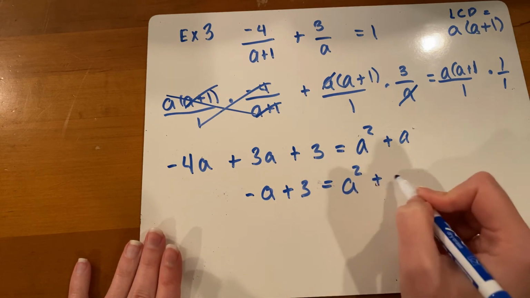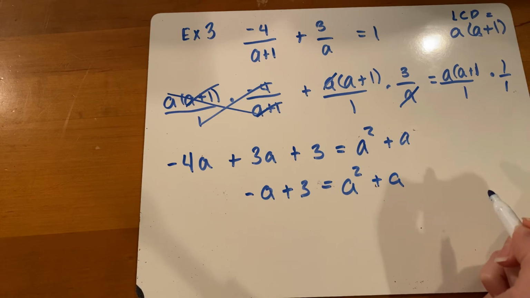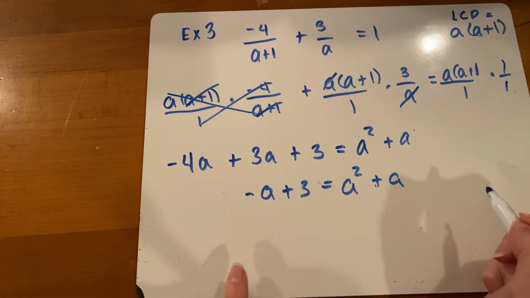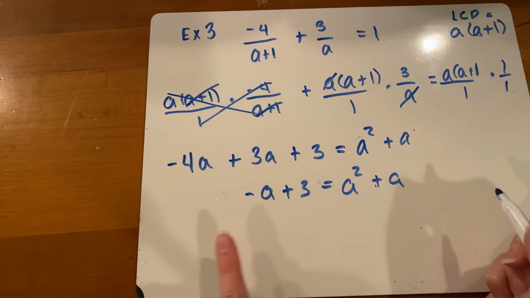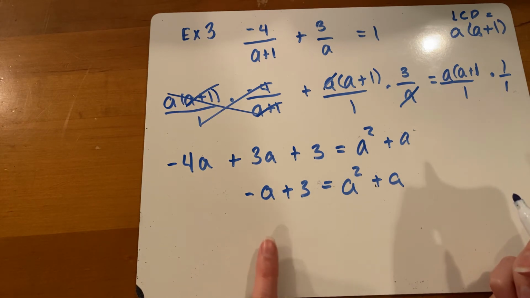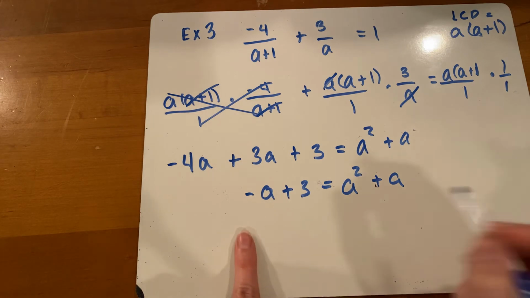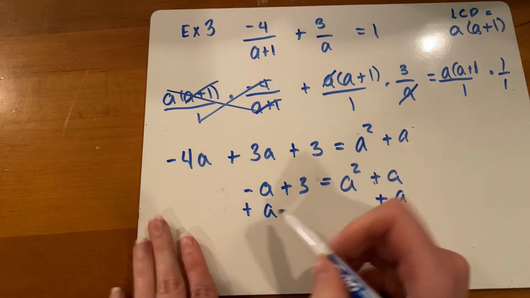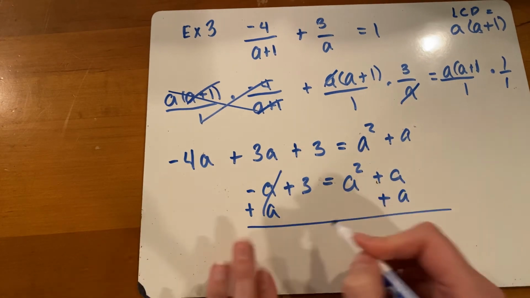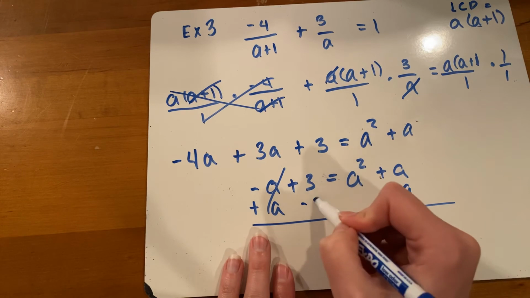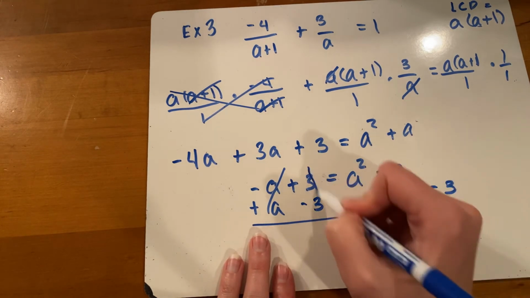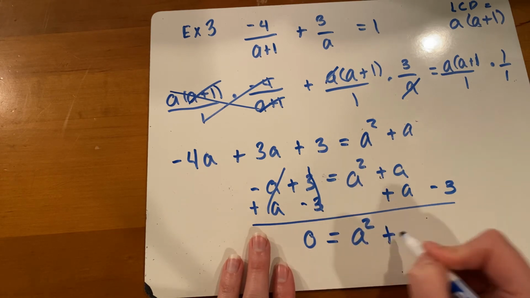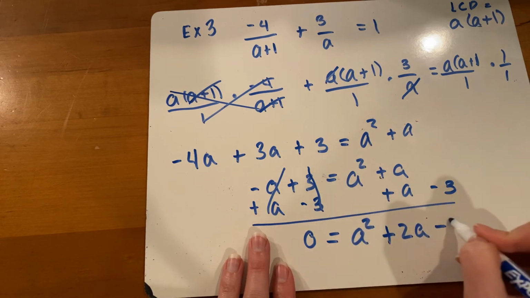That is equal to a squared plus a. So I'm going to bring my like terms together, and I am going to subtract a to the other side. Or not subtract it, I'm going to add it because it's a -a. Plus a, these cancel out, and I'm going to subtract 3 to the other side. 3 cancels out, so now I have 0 is equal to a squared plus 2a minus 3.